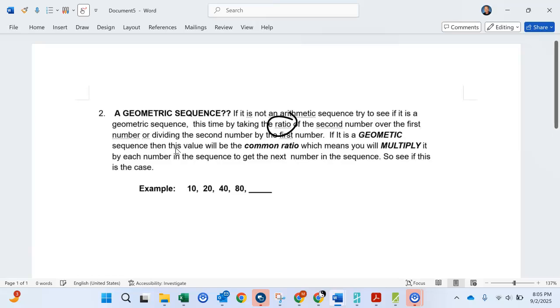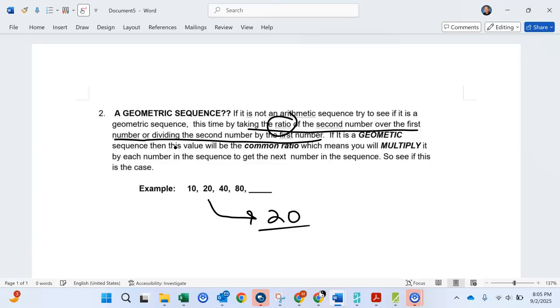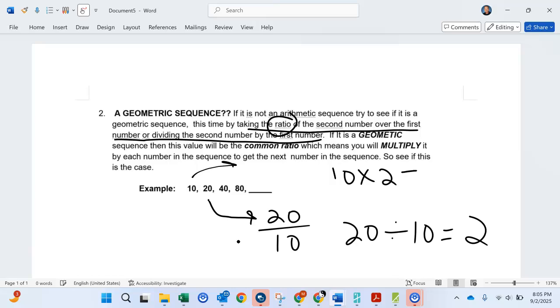So we want to take the ratio. What does that mean? By taking the ratio of the second number over the first number, dividing the second number by the first. What does that mean? It means we take the second number and we go 20 divided by 10 equals 2, right? So then what we do is we say, okay, what does that mean? It means that this 10, we go 10 times 2, the opposite, equals 20, right?